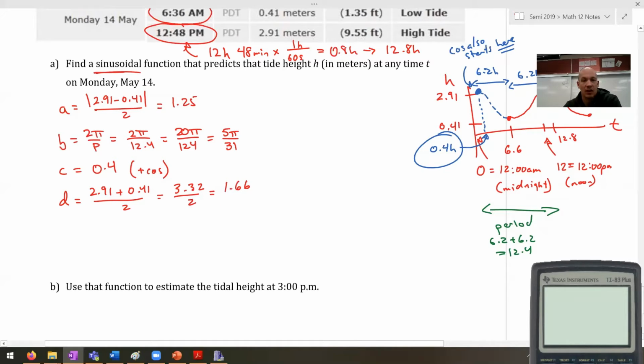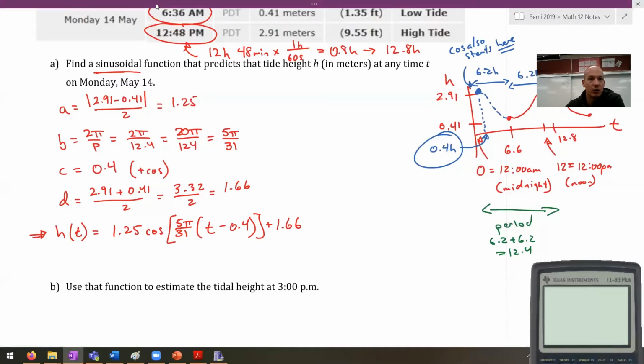Okay, once we've got all that, we can put it together, so therefore we can say that the height as a function of the time is equal to 1.25 cosine, whoops, sorry, my mistake. B goes in here, so that's 5 pi over 31. That's a really funny looking 3, that upsets me. Okay, and then we've got t minus 0.4, and then we could also have this as plus 1.66. And that should be the equation.